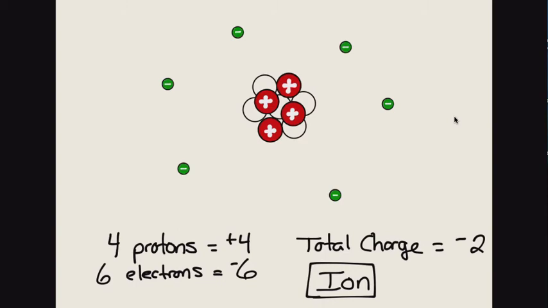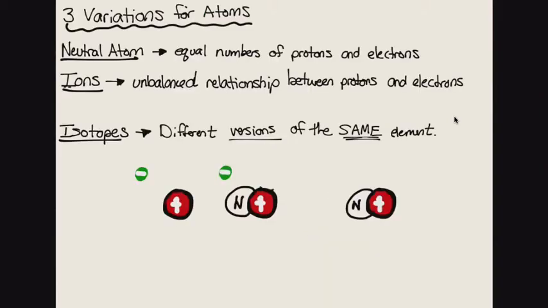Now, go ahead and take a look at your notes because we're going to try to finish this out here. There are 3 variations for atoms. And while this is going to be mostly review, I'm introducing one new idea here at the very end.